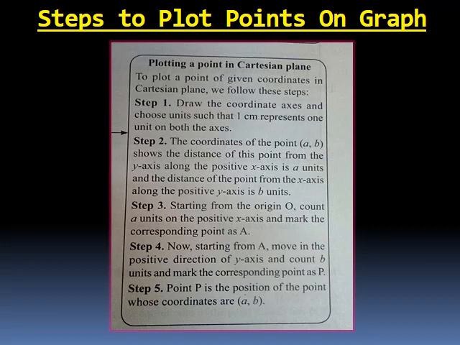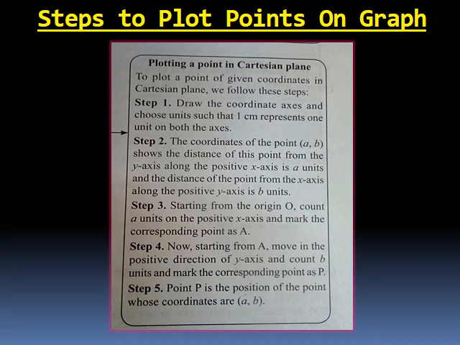Plotting a point in Cartesian plane. To plot a point of given coordinates in the Cartesian plane, we have to follow the following steps. Step 1. Draw the coordinate axes and choose units such as 1 centimeter represents 1 unit on both the axes.